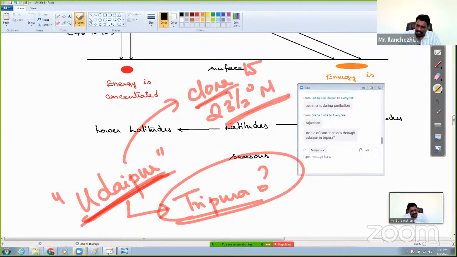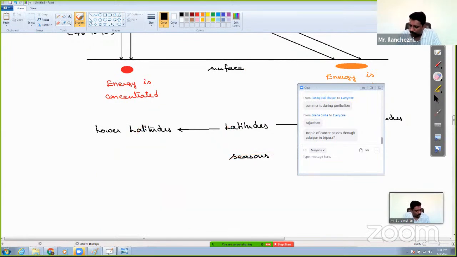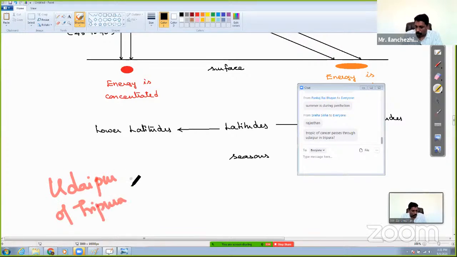What is the significance of the Tropic of Cancer, you know? The Tropic of Cancer passes through this Udaipur in Tripura, my friend. Very good. Fantastic. Now, I'm just taking Udaipur itself, or I can take Bhopal. So what I want to tell you is, either you consider Udaipur of Tripura, or you may consider Bhopal of MP, my friend.